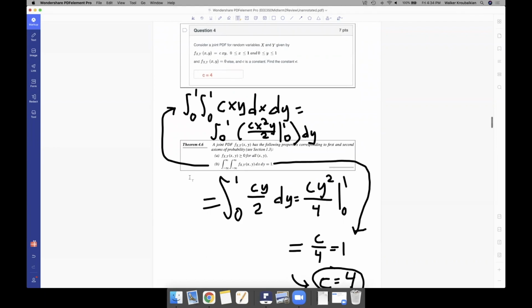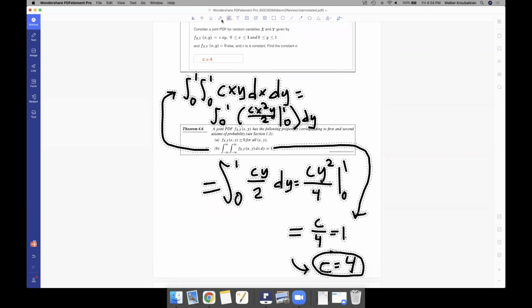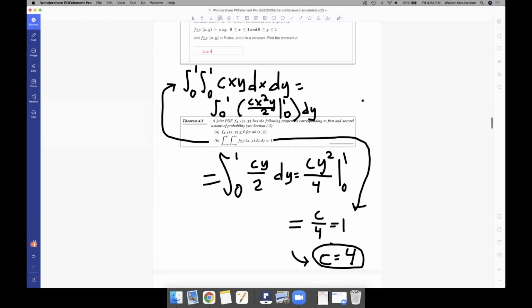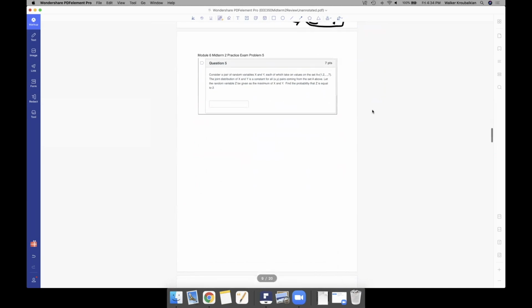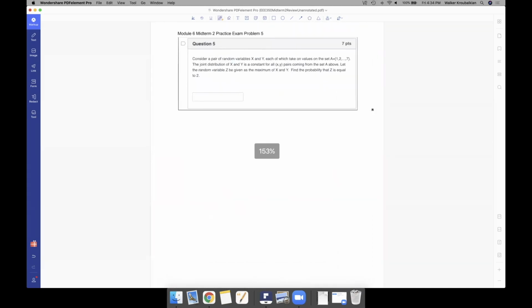So yeah, definitely have this integral on your formula sheet because I think a bunch of the problems are based on this property. So that's a good one to know. All right. So that's all for problem 4. On to problem 5.